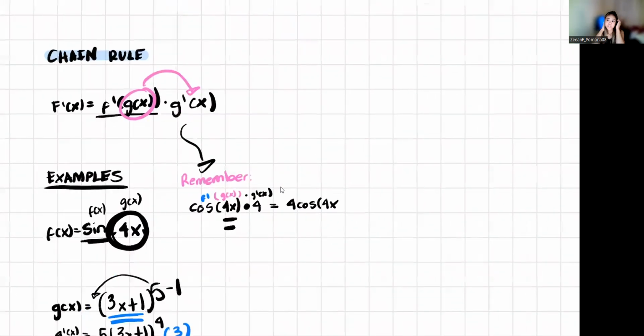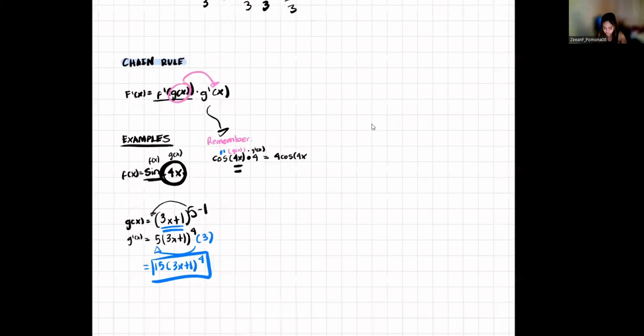You'll see a lot of derivative questions in AB, chain rule especially. So it's very important that you try your best and remember this formula.